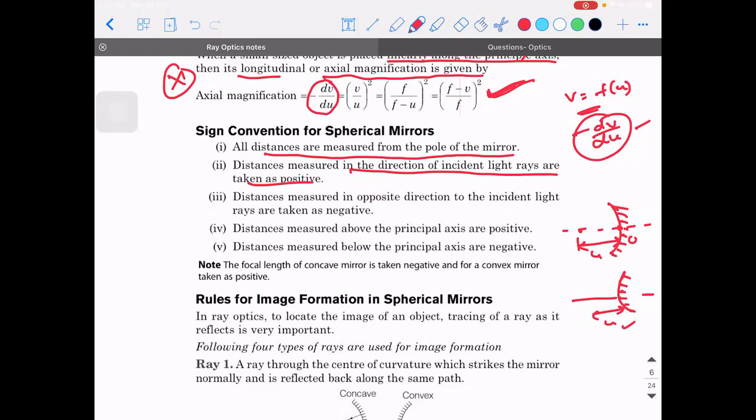Similarly, if the focal length of a mirror is negative, then it is concave. If the focal length of a mirror is positive, then it is convex. So convex mirror has positive focal length. Okay. Next.